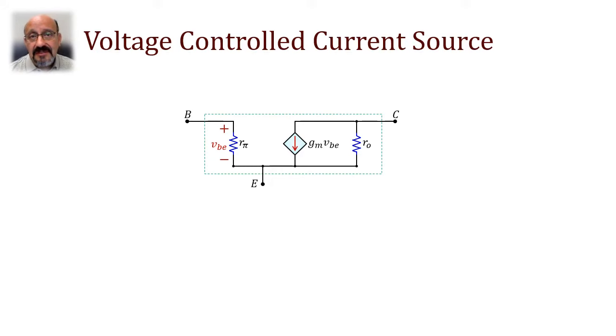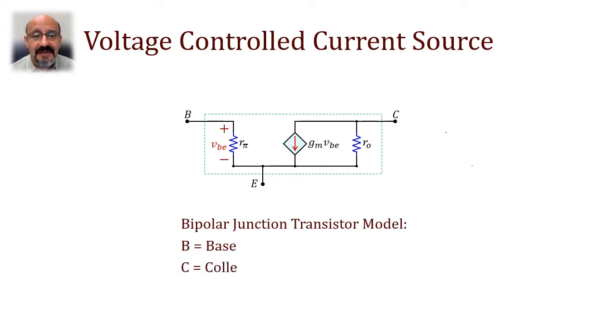A bipolar junction transistor is a three-terminal device that, when it's powered up with a DC source and we apply a small signal, can be used for amplification. A bipolar junction transistor has three terminals: the base, which is labeled as B, the collector, which is labeled as C, and the emitter, which is labeled as E.